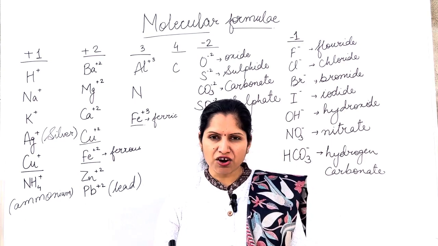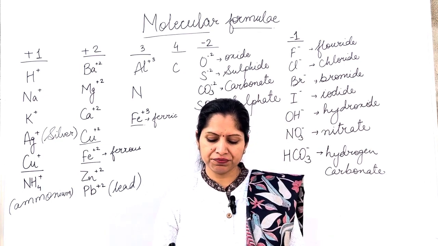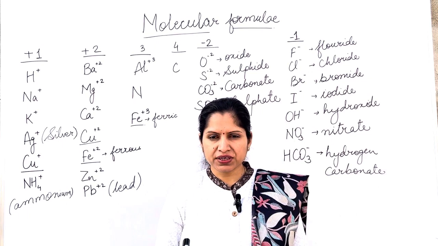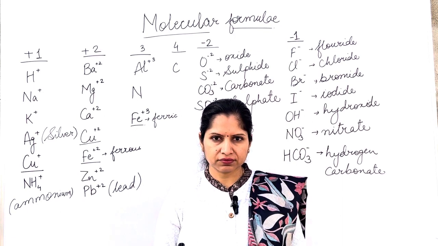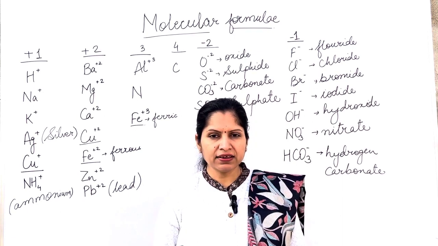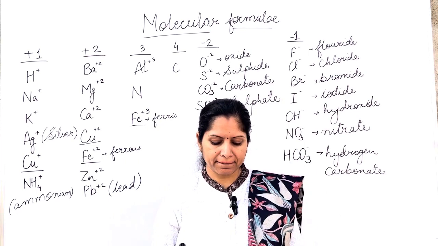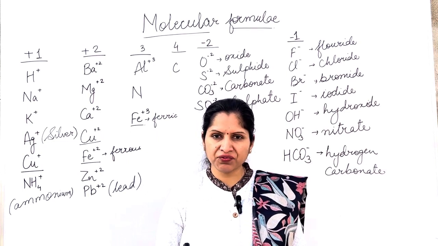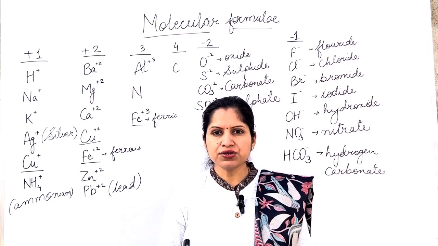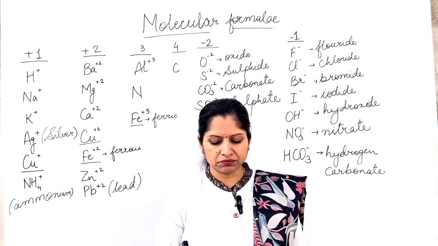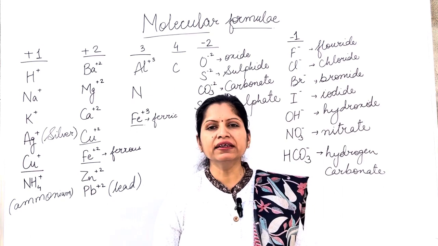Carbon chloride. 25, magnesium chloride. 26, aluminium oxide. 27, calcium oxide. Calcium oxide's common name is quicklime. 28, ammonium sulfate. 29 is sodium oxide. And 30 is copper nitrate.